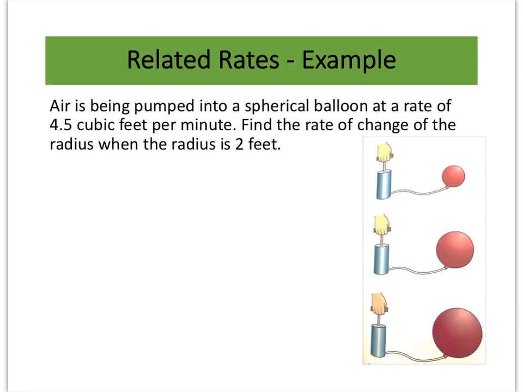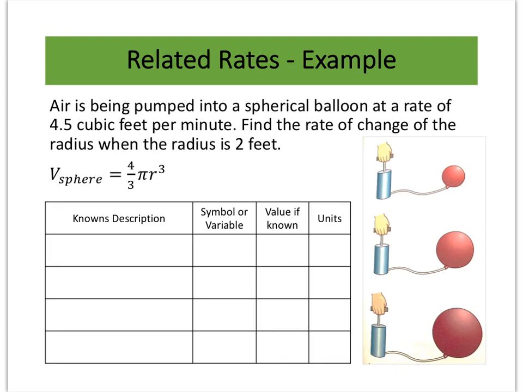All right. This case is about a balloon, and it's being filled up. Air is being pumped into a spherical balloon at a rate of 4 cubic feet per minute. Find the rate of change of the radius when the radius is 2 feet. I know that we're going to be thinking about volume because air is going into a cubic space. So I decided to write down the volume of a sphere is 4/3 pi r cubed.